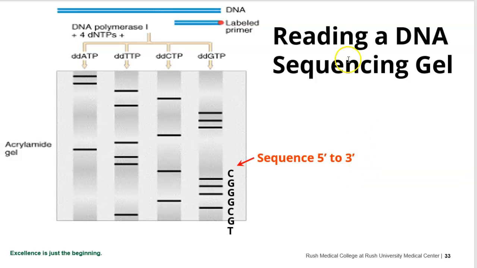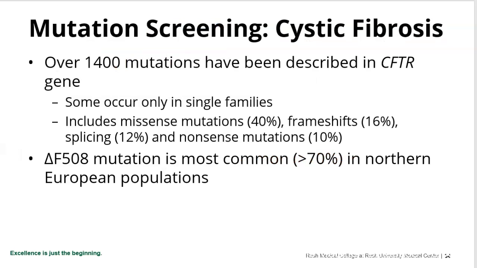So, reading a DNA gel sequence, again, we can see what the codes are. And you can see this is incredibly tedious and time consuming, but it's the gold standard. So let's talk about cystic fibrosis, which is the case.